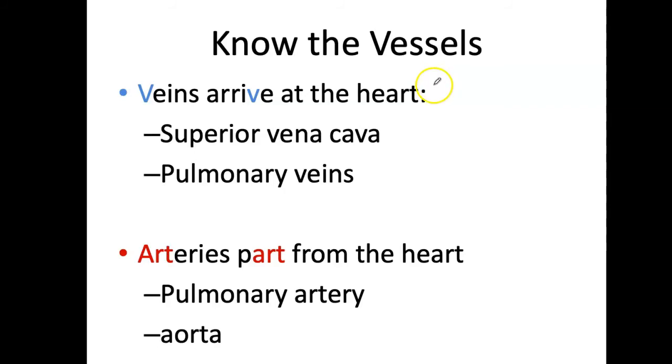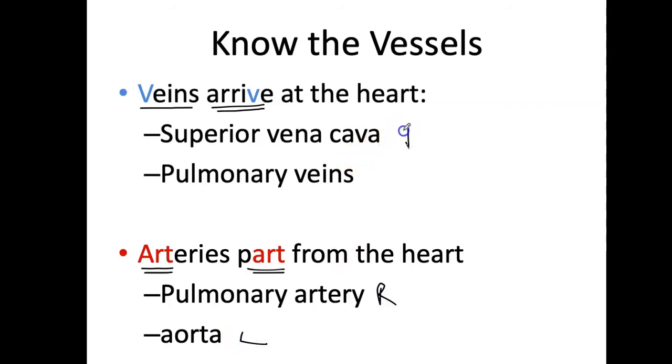Okay, know the vessels. So which vessels do you need to know? The first thing you need to know is that by definition, a vein is a vessel that arrives at the heart, regardless of whether it's oxygenated or not. If it's coming into the heart, it's a vein. If it's leaving the heart, so I tried to make this analogy for you here, arteries part. So leaving, arteries are leaving. And the ones that you need to know are coming into the right side of the heart, superior vena cava, and the pulmonary veins are also arriving at the heart, and these are arriving on the left side. The arteries that are parting is the pulmonary artery on the right, and this on the left.